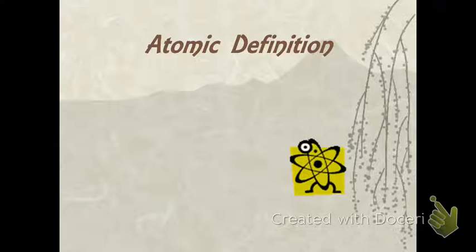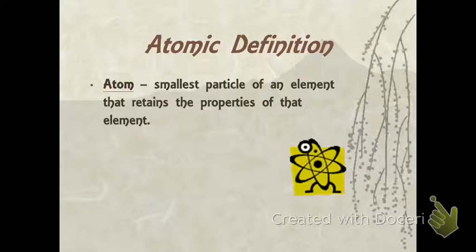So the first thing that we're going to look at is the definition of what an atom is. An atom is the smallest particle of an element that retains the properties of that element. The smallest particle of an element that retains the properties of that element.